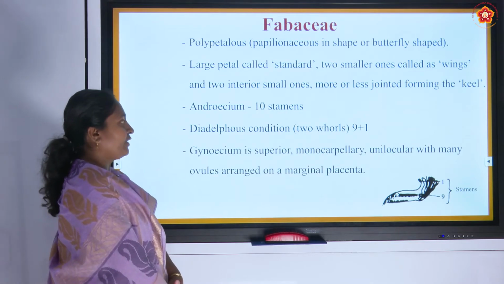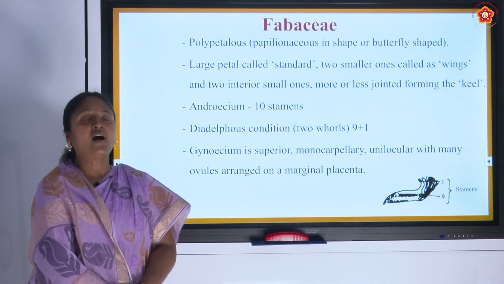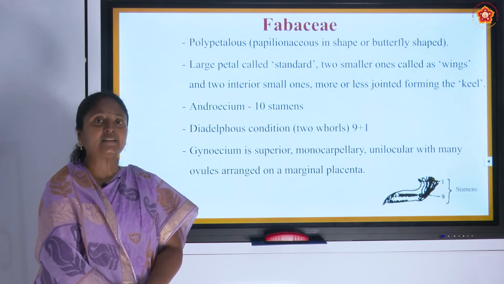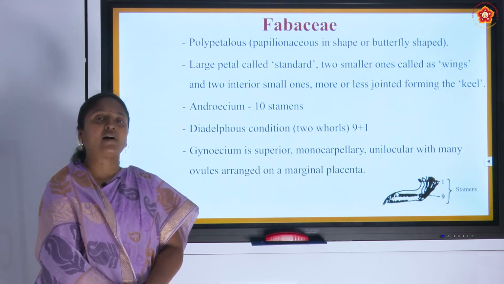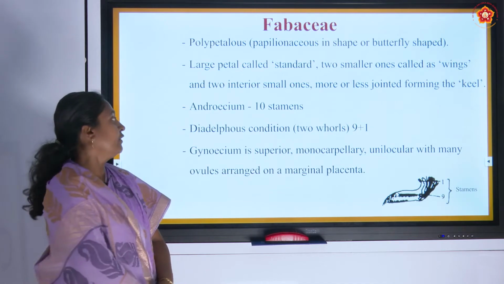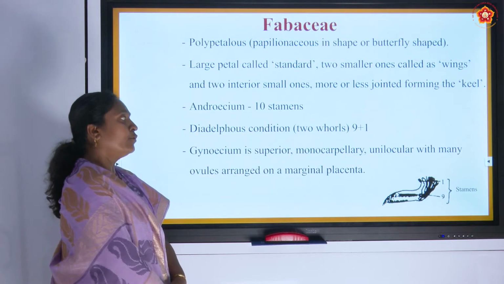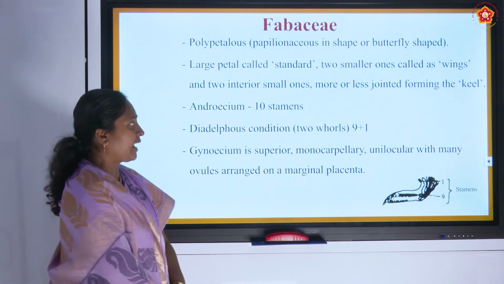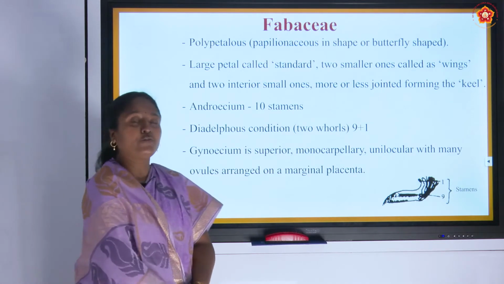Then gynoecium, when we are considering, it is known as superior. Superior gynoecium means all the other flower parts are present below the gynoecium, and the gynoecium is present on the top of all the different kinds of flower parts whatever we have studied before. So this is a superior gynoecium, and they are monocarpellary, and they have only a unilocular ovary with many ovules which is present.